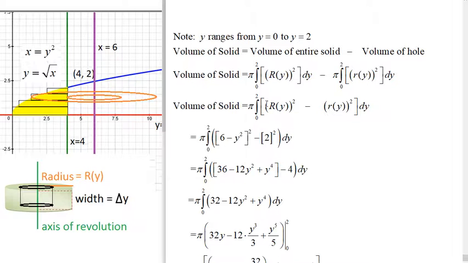The outer radius was 6 minus y squared. The inner radius was 2. And if we simplify this, we'll get 36 minus 12y squared plus y to the 4th. And then 2 squared is 4. 36 minus 4 is 32.